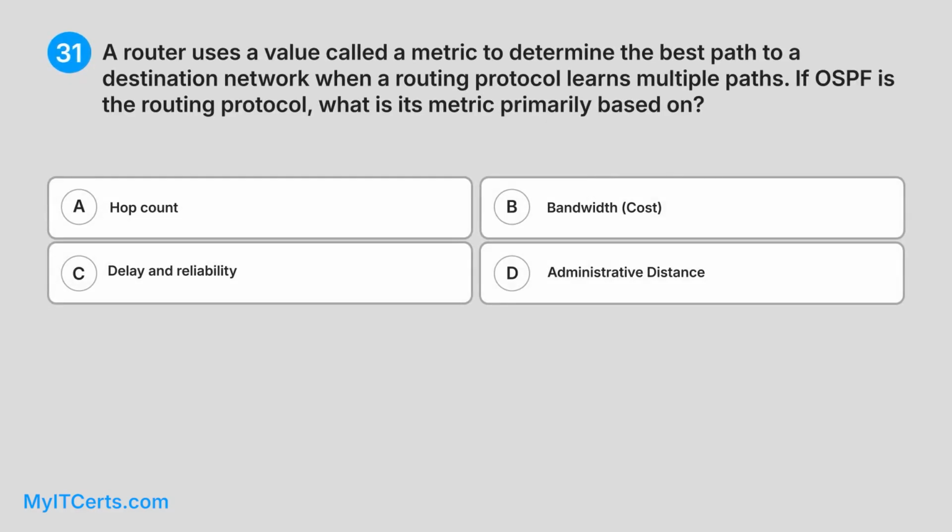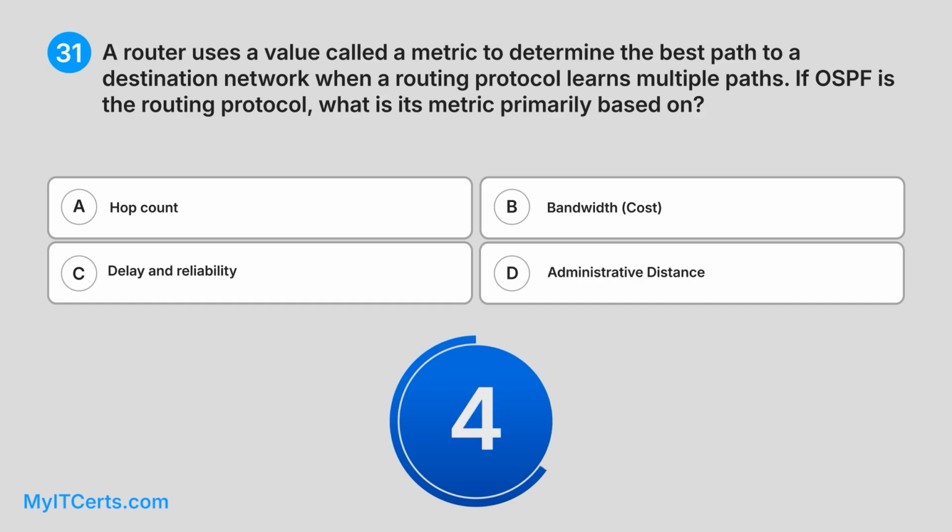31. A router uses a value called a metric to determine the best path to a destination network when a routing protocol learns multiple paths. If OSPF is the routing protocol, what is its metric primarily based on? A, hop count. B, bandwidth, cost. C, delay and reliability. D, administrative distance. What do you think is the answer?